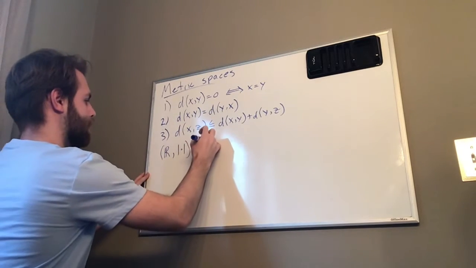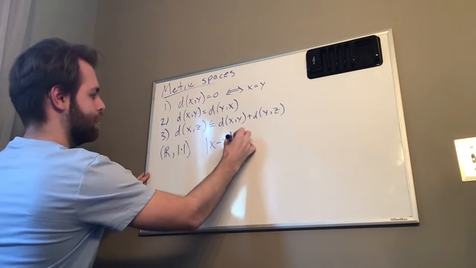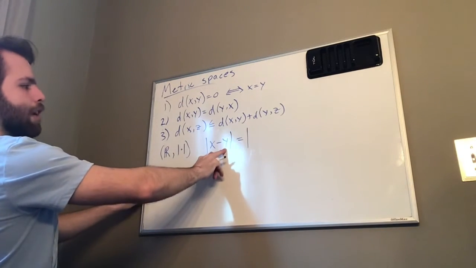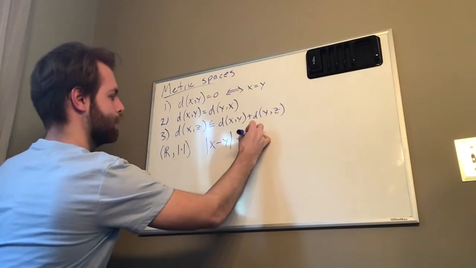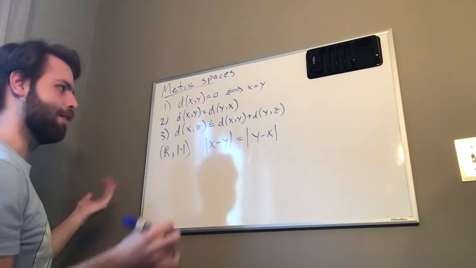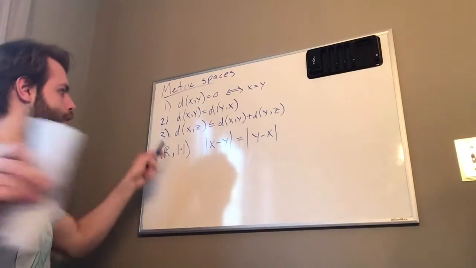Second property, absolute value of x minus y. I can say that's equal to the absolute value of, I multiply the inside by -1, right? So that's y minus x. So, like straight from the definition, I get it. It's pretty simple. And third property, triangle inequality.